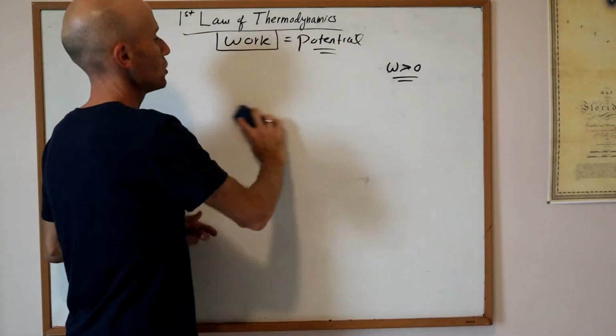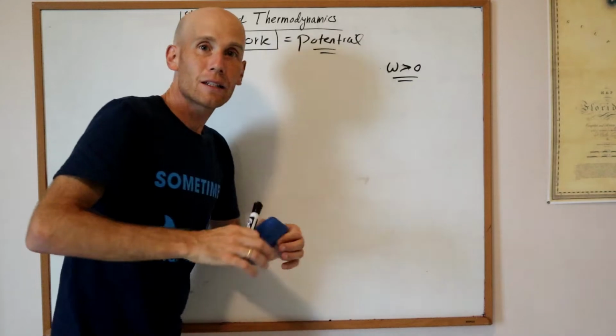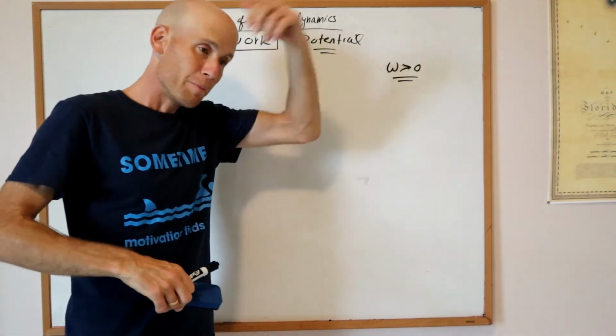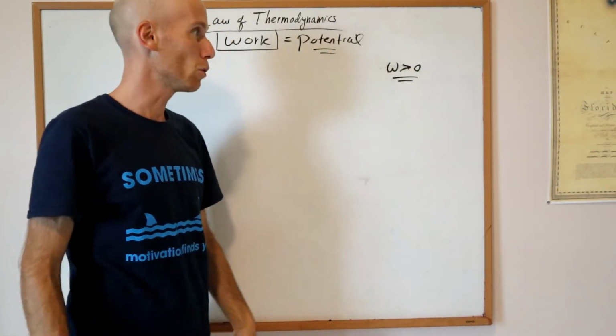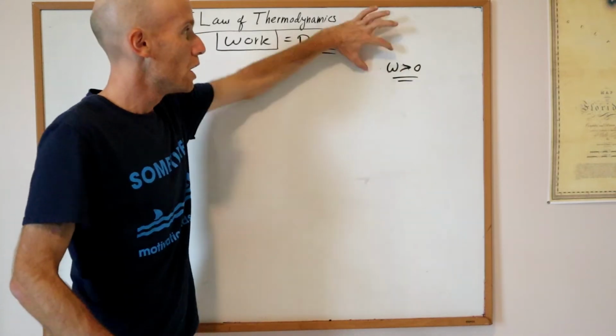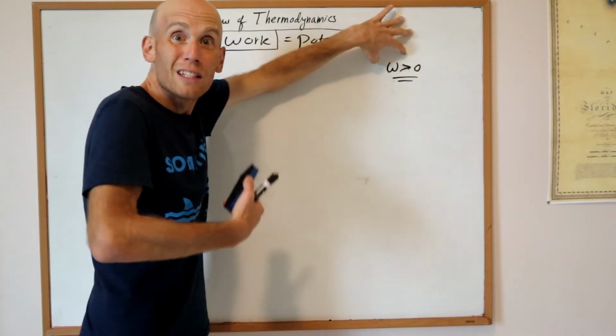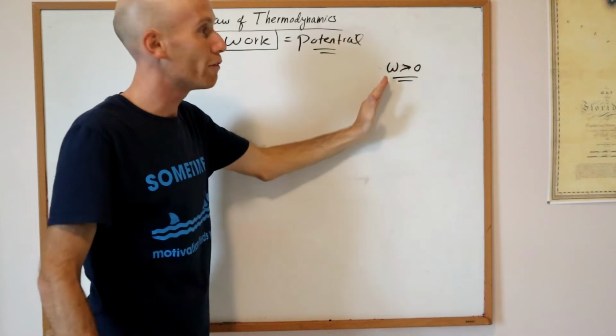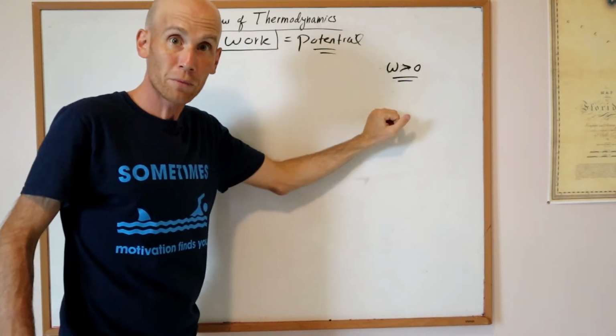Okay? So as you are executing your plans to become, I don't know, a neurosurgeon or the President of the United States or whatever that is, you are executing work, you're doing something useful for society, you have a W that's greater than 0. Okay?